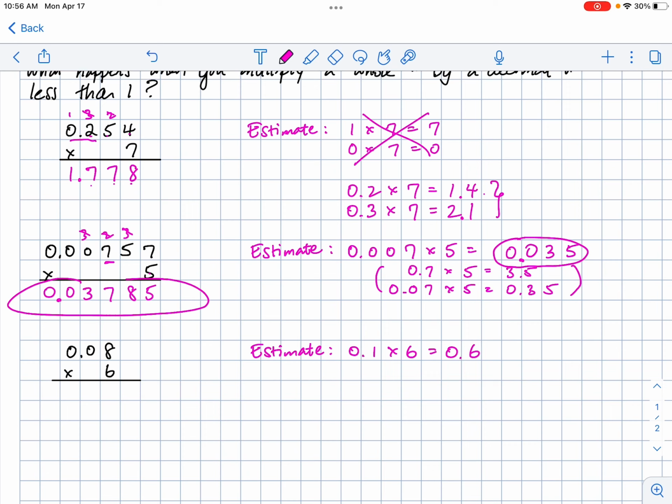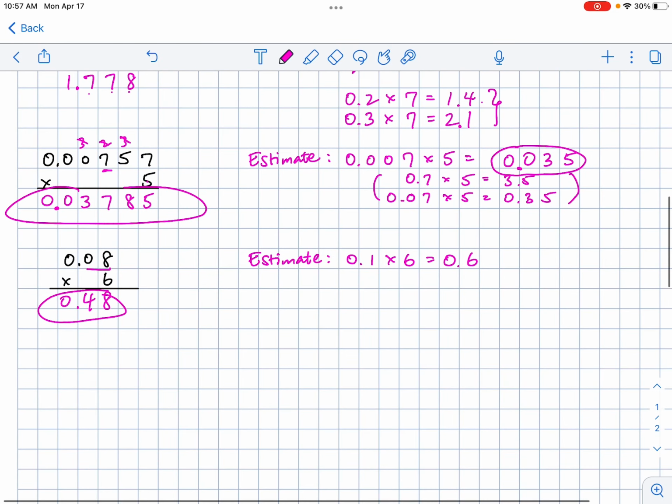But you know that if you actually multiply this out, 8 times 6 is 48, right? You know your answer is not going to be 48. You know your answer is not going to be 4 and 8/10. It has to be 48 thousandths. You can go by, again, the number of decimal places in the decimal that you multiply by.